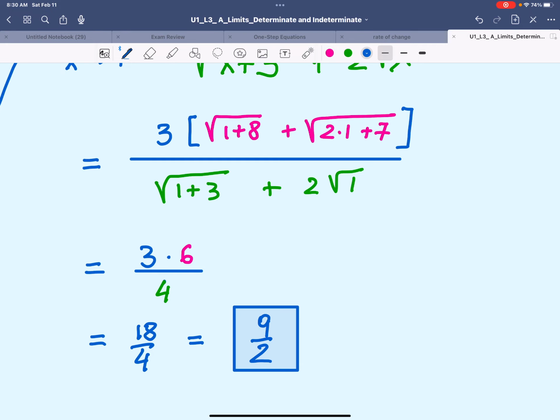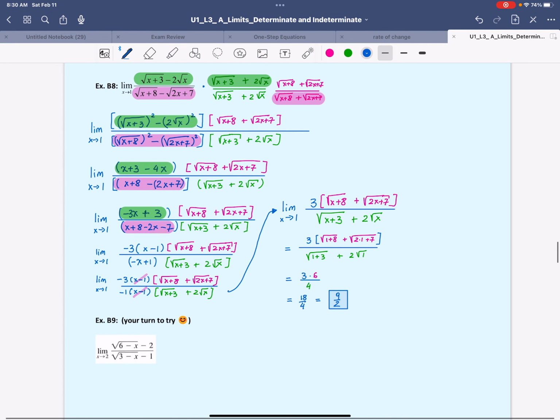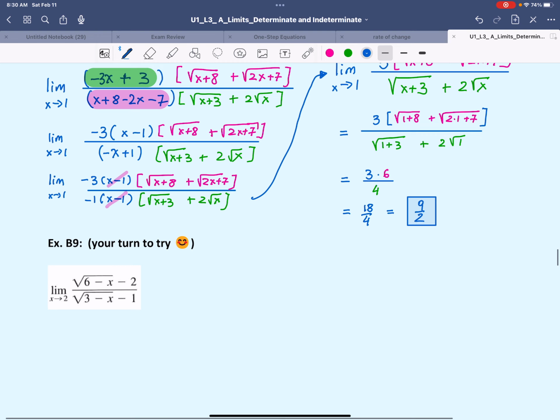So you have one example down here that you can try on your own, have fun, and double check the solutions with the notes posted online in our classroom.